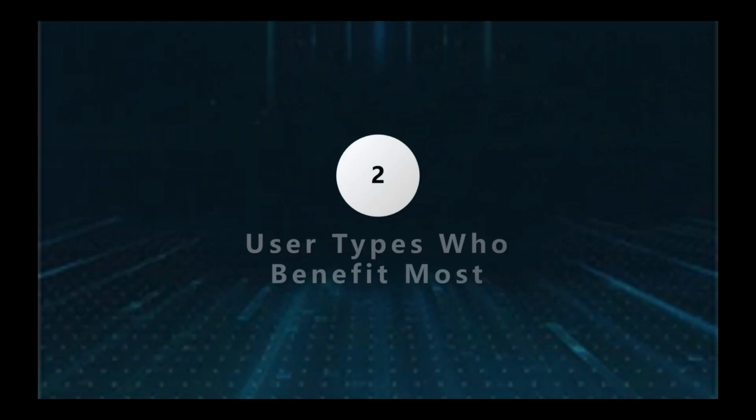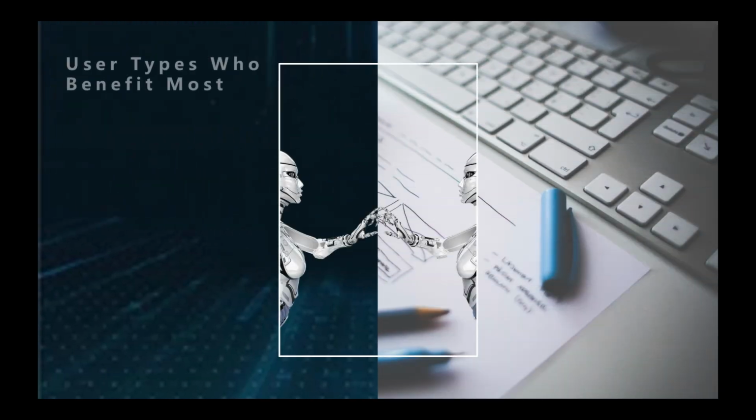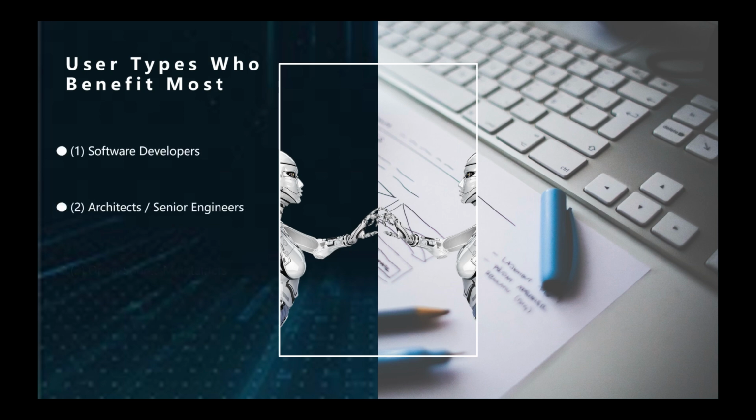And I would introduce the user types who benefit most. First of all is software development. Fynix offers auto code generation, function completion, and real-time error detection. It's significantly boosting development speed and reducing repetitive tasks. Developers can focus more on logical structures.